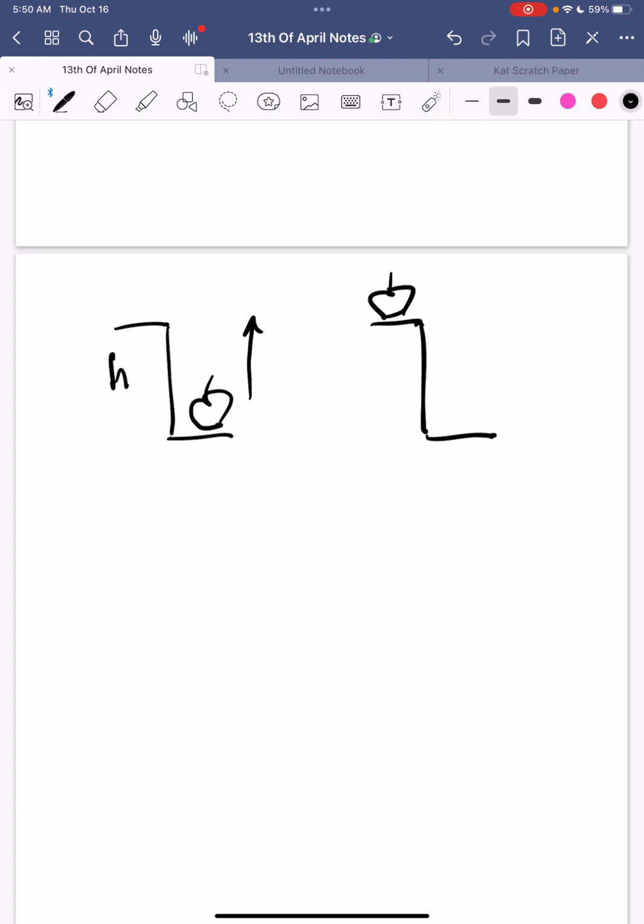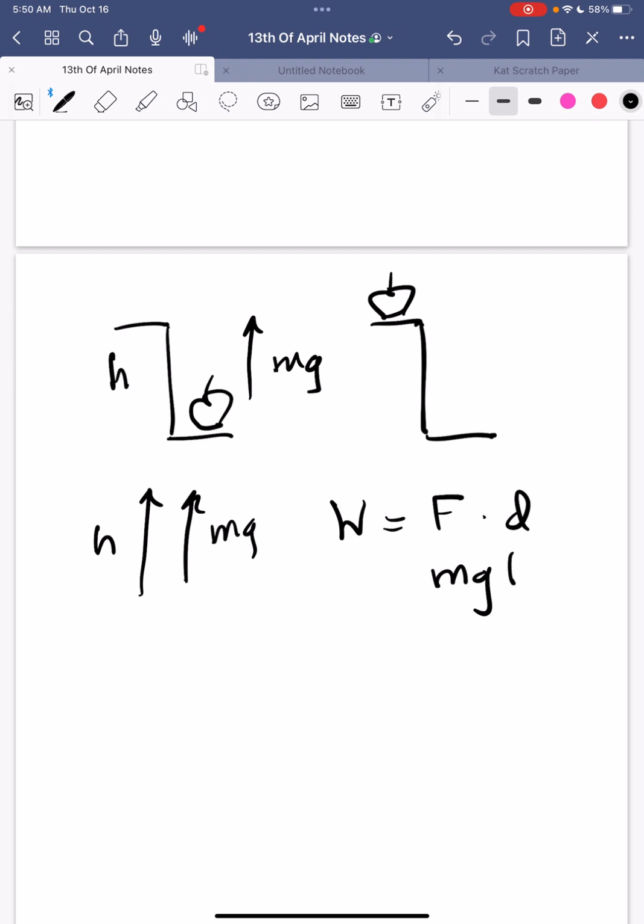I've had to apply a force to it. The force I had to apply was at least equal to the weight of the apple, so it's mg. I'm moving it in this direction, h, that's the distance, and I'm applying a force of mg to get the apple up there. So the work that I put in is equal to the force times the distance. The force is mg, and the distance it moves is h. So the work that I put in is m times g times h. But that's also what we would call the potential energy of this apple.